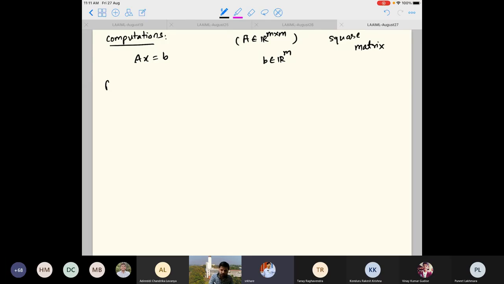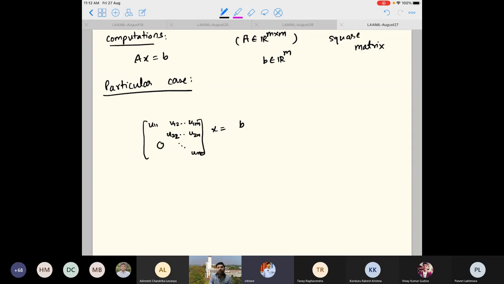Okay, so I will take a particular case. So what is the particular case that I will take? I will look at a particular system of linear equations. So suppose I have this matrix times X is equal to B. Okay, so this vector is X. And I have these matrix entries U11, U12 up to U1n. Then U22 up to U2m, and so on and so forth up to Umm. And all the entries below the diagonal are 0. Okay, all the entries below the diagonal are 0. What is this matrix called? This matrix is called an upper triangular matrix.